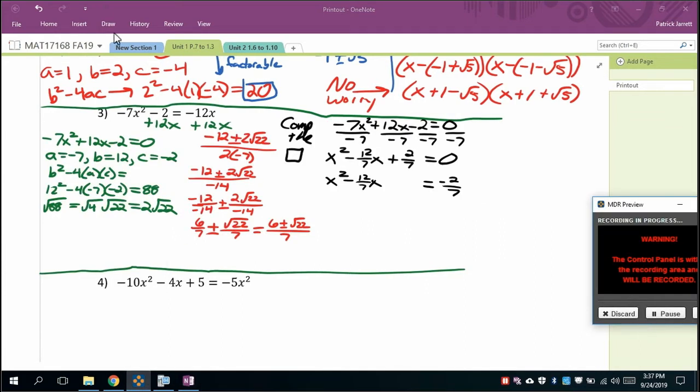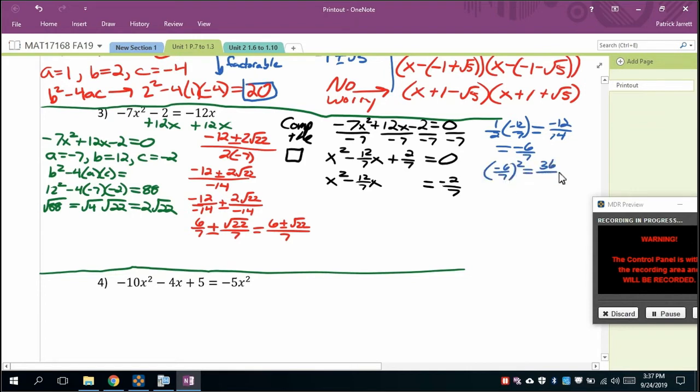So yeah, I had to just make some room over here. That's why I paused. So what are we going to add to both sides? Well, 1/2 of negative 12/7 is negative 12/14 or negative 6/7. Negative 6/7 squared is 36/49. So that is what we are going to add to both sides, 36 over 49.